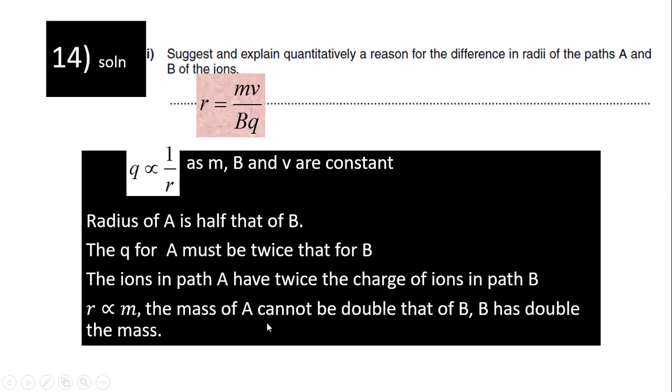And how about the mass? Mass is different. R is proportional to the mass. The mass of A cannot be double that of B. B has double the mass, not A. Okay?